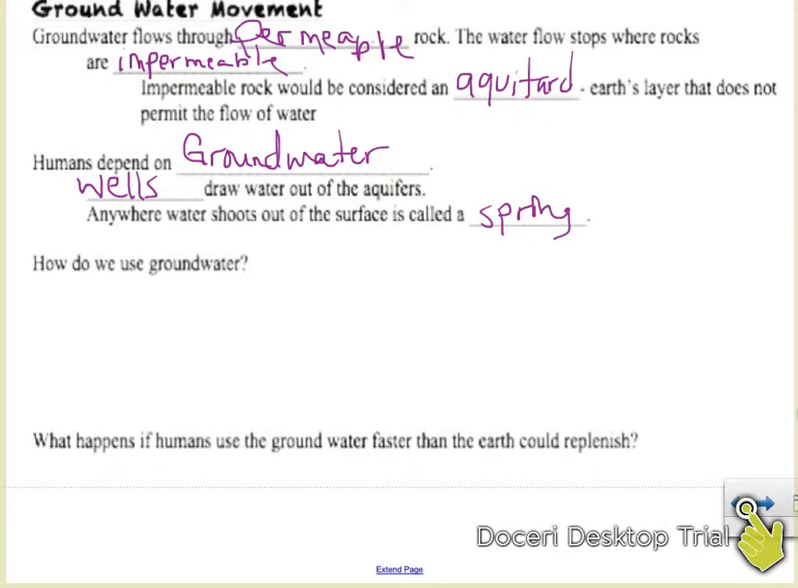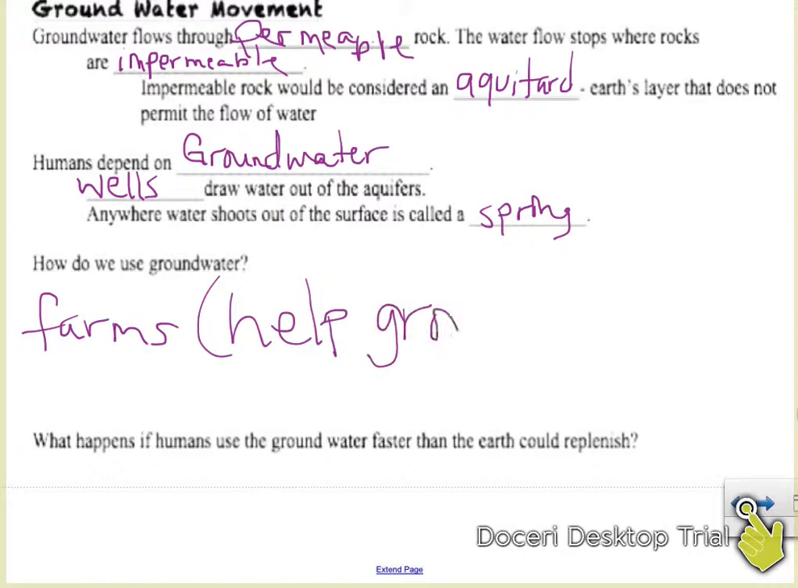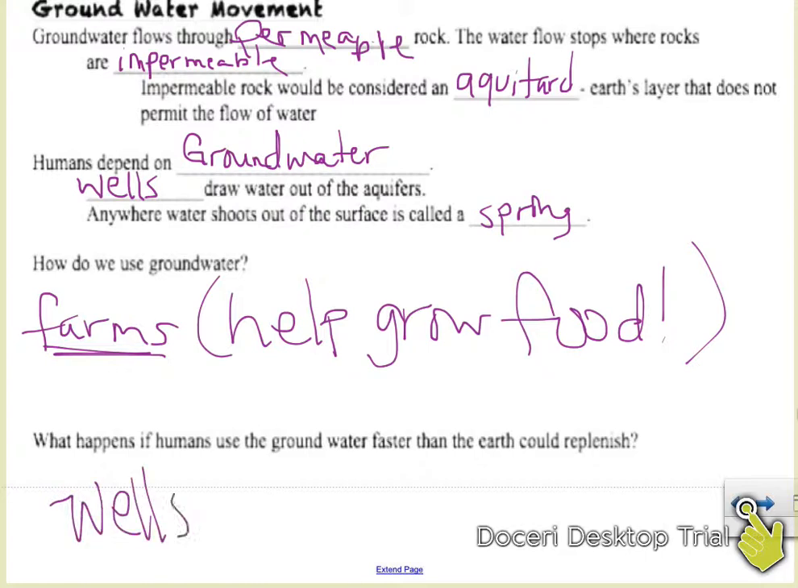All right, how do we use groundwater, Jayla? Our farms, yep. Farms help grow food. Remember, although you go to the grocery store, that food comes from farms. What happens if humans use groundwater faster than the earth could replenish? Devin? Which means the wells would do what? Yep, the wells dry up, which would be like a drought.